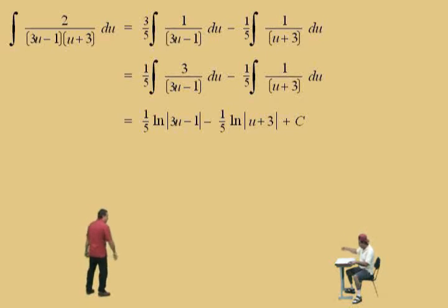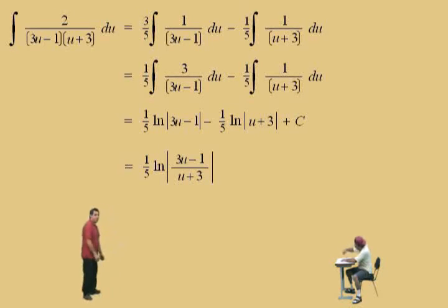Anyway, let's go ahead and finish this problem, Charlie, because we're not done yet. Okay, what do we have to do, Charlie? We have to replace the u with tangent of x over 2. So here we go. Okay, well, first, we can combine those logarithms, right? Because notice it's 1/5 natural log of the absolute value of 3u minus 1, subtract 1/5 natural log of u plus 3 plus C. And remember, the difference of the logs is the log of the quotient. So we can write this as 1/5 natural log of what, Charlie? 3u minus 1 over u plus 3. That's right, plus C.